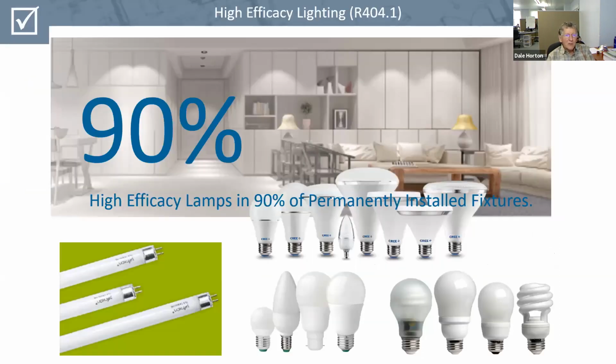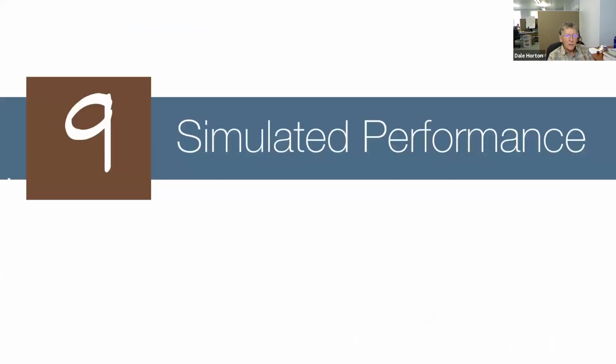It probably has absolutely nothing to do with lighting, but the 2018 lighting requirement is now that 90% of permanently installed fixtures have high efficacy lamps. The only difference in the 2018 from the 2015 is that it now makes it slightly more difficult to get included in what a high efficacy lamp is. Obviously, LEDs fall into the category of a high efficacy lamp. So 90% of all installed fixtures have to be high efficacy, and the 2018 makes high efficacy slightly more difficult to meet that standard.